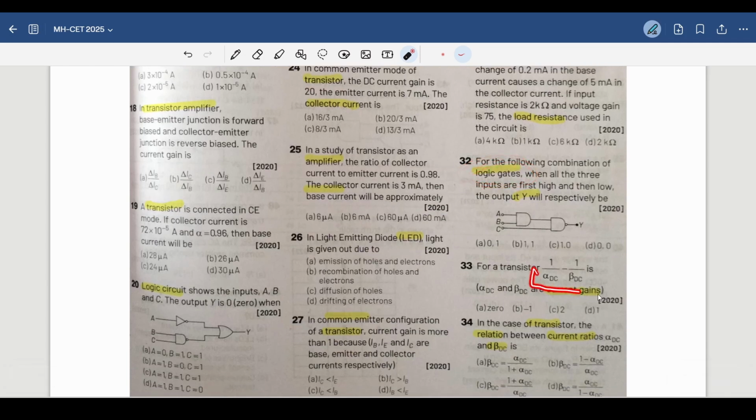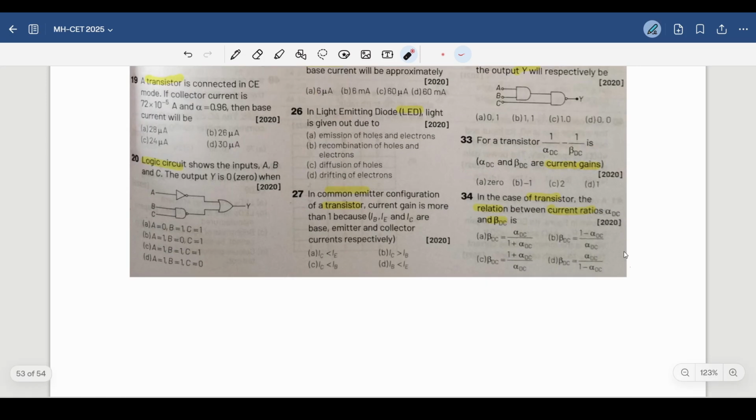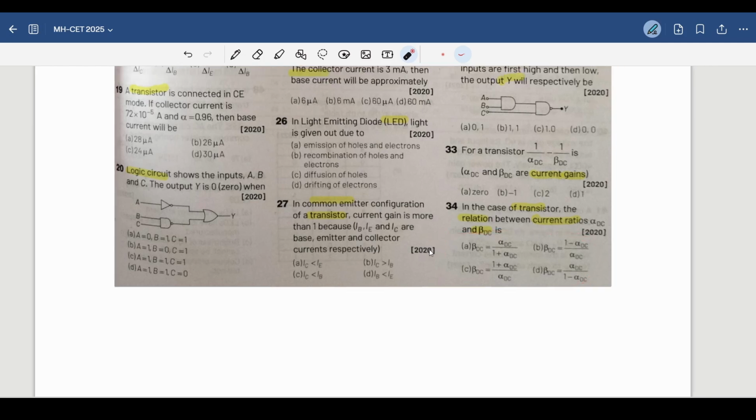Then again, the alpha and beta values have been given. You have to calculate the current gains ratio, right? Then again, relation between the current ratios alpha and beta DC. This is the basic formula that you have to know.